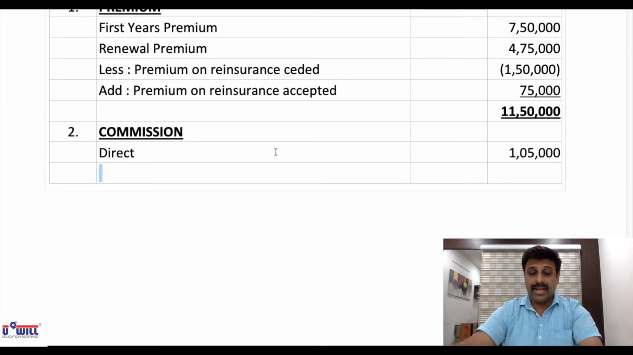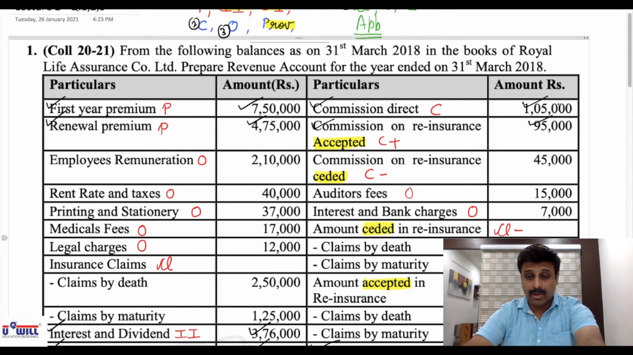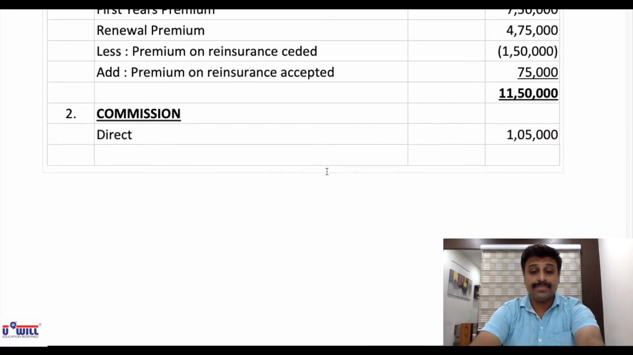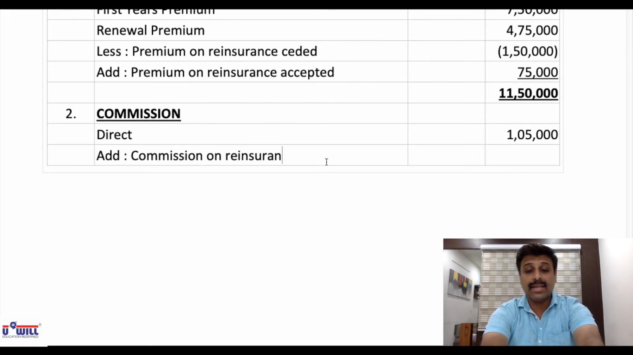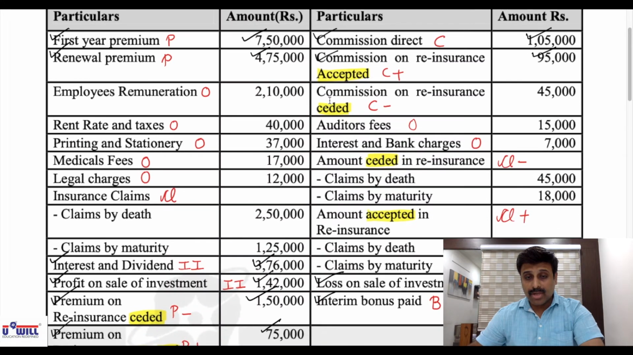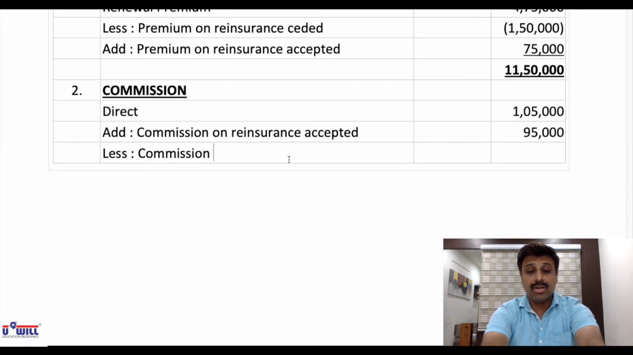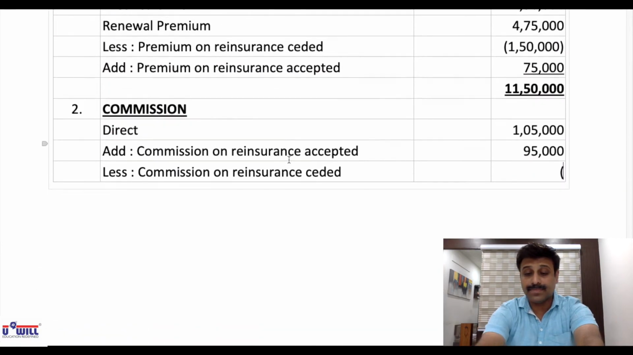Then in that again we have two items of C. Commission on reinsurance accepted, we have to add 95,000. So all of you write down add commission on reinsurance accepted 95,000, and then we have commission on reinsurance ceded, which we have to minus 45,000. So all of you write down less commission on reinsurance ceded in bracket. We have to minus, so you write in bracket 45,000.